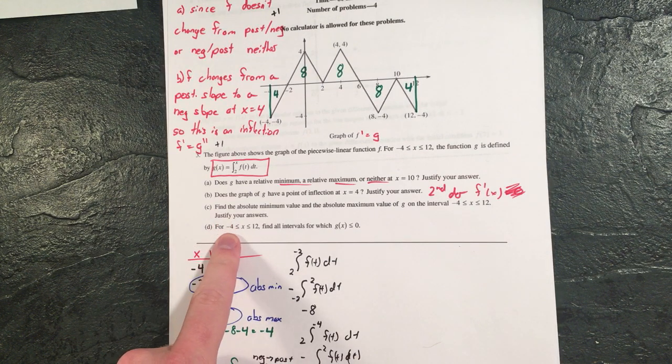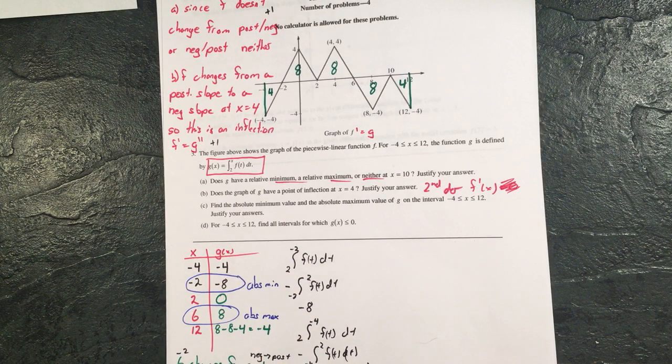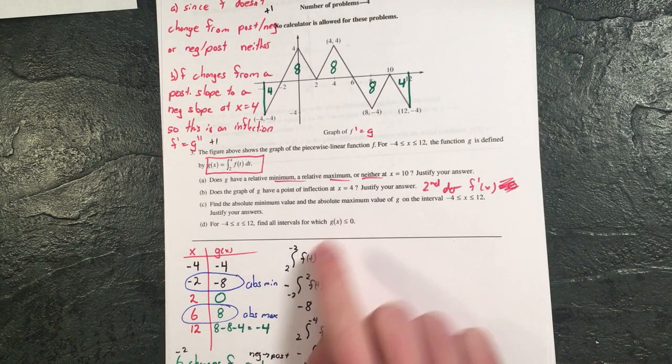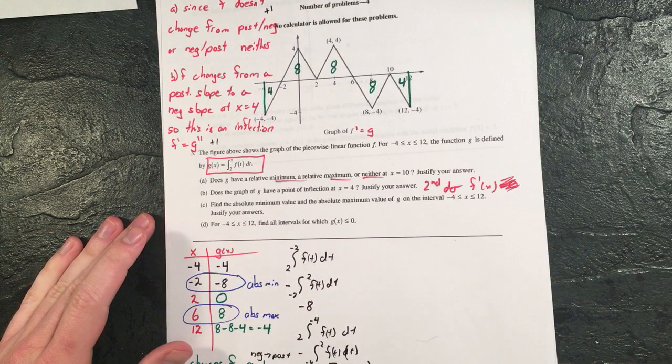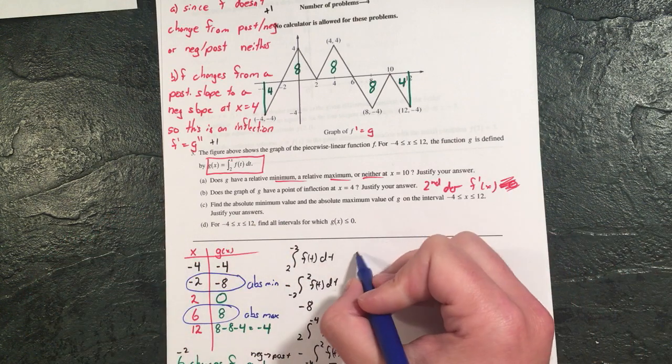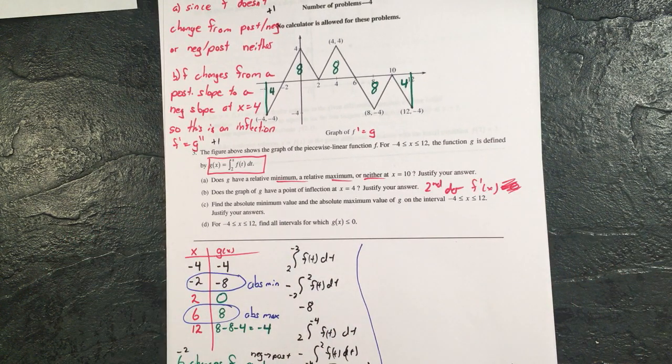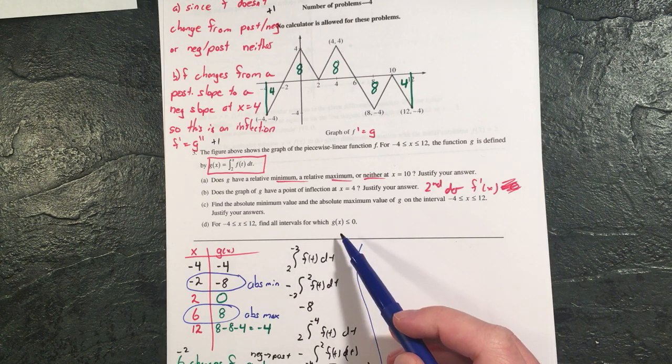Last one. Between negative 4 and 12, find all the intervals where it is below 0. Since we just made this little chart here, that's going to make life actually a lot easier to find this. Where is the area below, or less than or equal to 0, so even 0 is included.